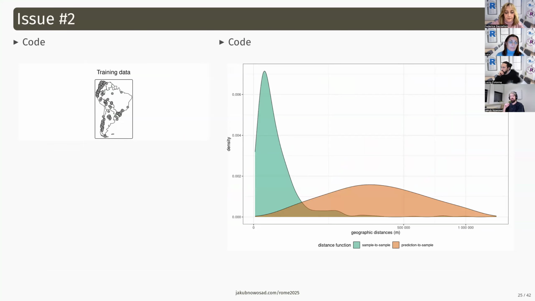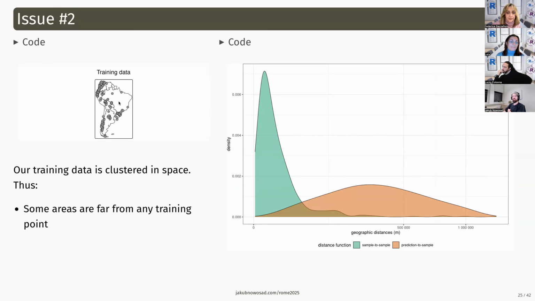Then there is the second issue with our training data. Because look at our training data. Our training data is not located in every location in the same way. We have huge areas in South America that we do not sample, but we want to predict there. And this is an issue because we have the points close together, but we want to predict from those points, we want to predict far away.